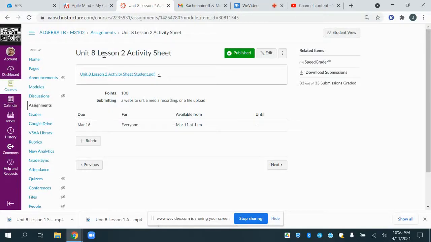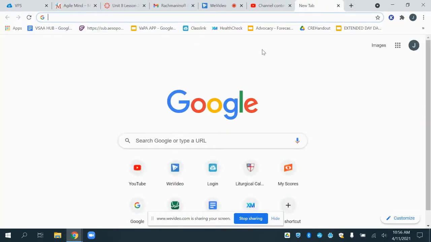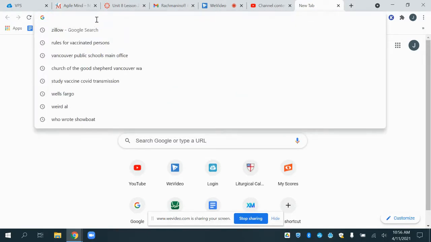All right, so now we're at Unit 8, Lesson 2 activity sheet. And we're going to solve some equations in a new and interesting way. You're going to love it. Basically, we learned the rules that you can add or subtract or multiply or divide both sides of an equation by the same thing. That's very important.